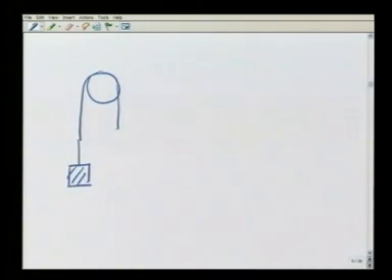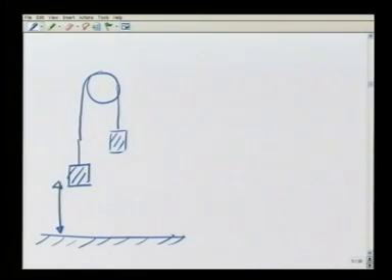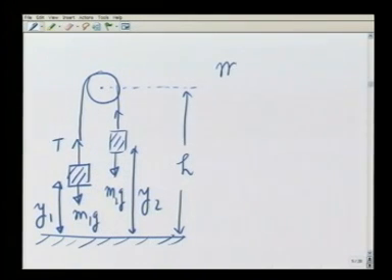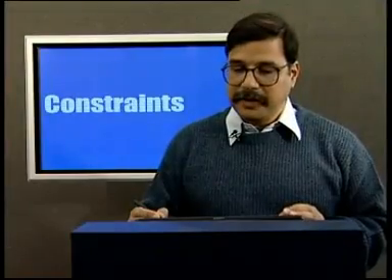Let me measure my distances from the ground and be more precise, because that will also help me later to write my constraint equation. Let this be the ground. Let the distance of mass m1 be y1 from here. Let the distance of mass m2 be y2 from here. Let the center of this fixed pulley be at height h from the ground. And now I can write, this is tension T pulling it up, m1g pulling it down, tension T pulling it up, m2g pulling it down, and therefore I can write m1 y1 double dot is equal to T minus m1g. Notice that all the directions and everything is correct. I must take care of that because we are dealing with vector quantities, although I am writing this in one dimension.